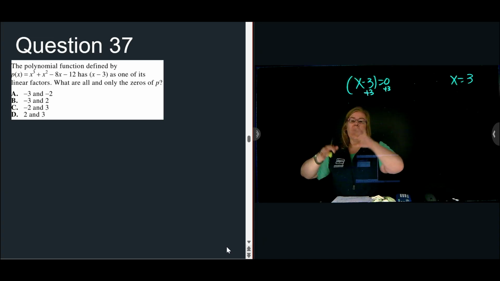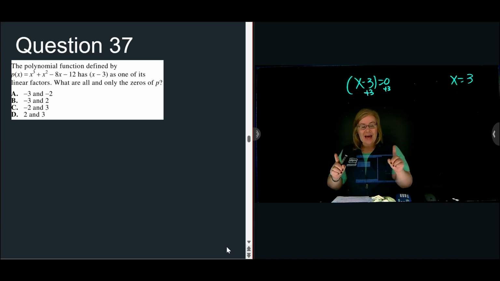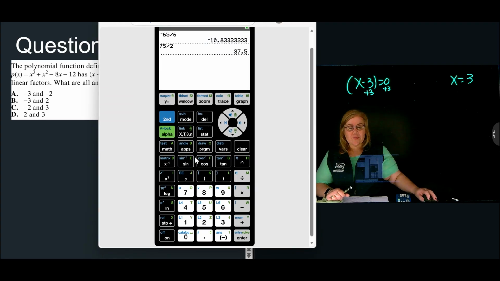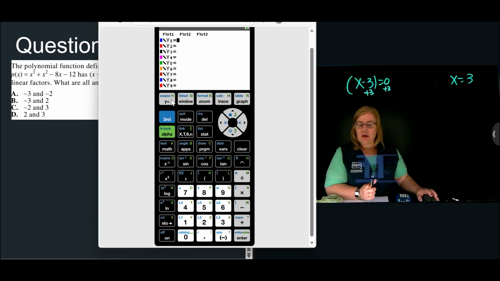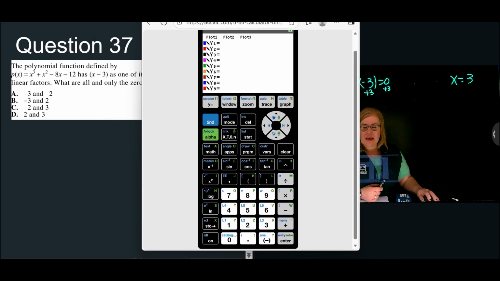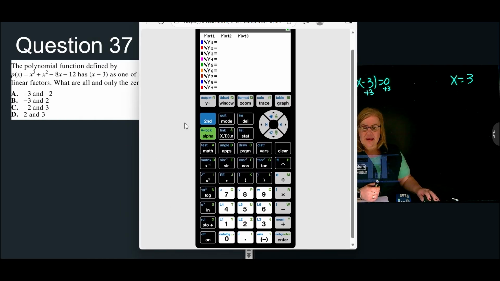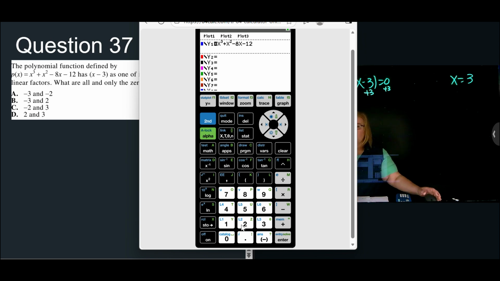Now, we can do all the math, but there is an easier way that we've learned to do this. We're going to pull up our calculator. We're going to go to y equals, and we're going to plug that in. So I am putting x to the third, and then plus x squared. Then I'm going to put minus 8x minus 12. Now you could graph this, no problem.